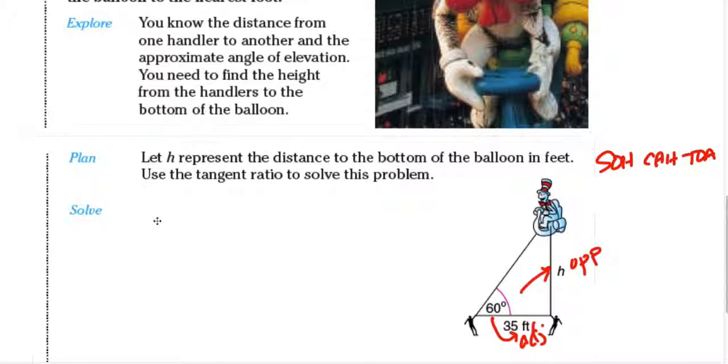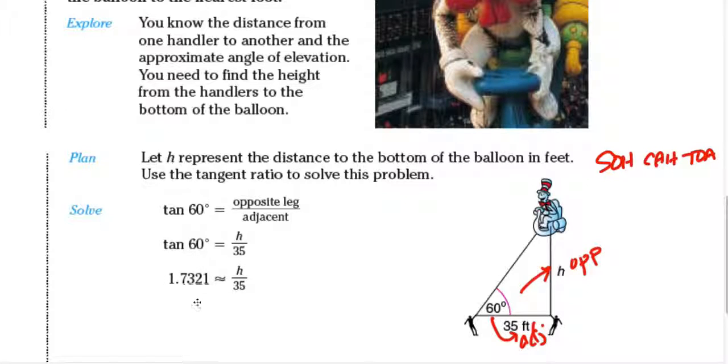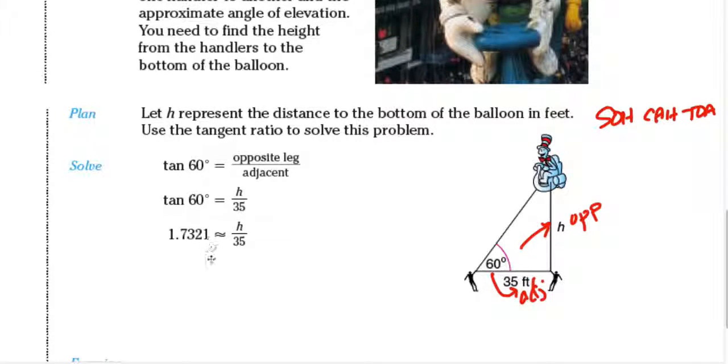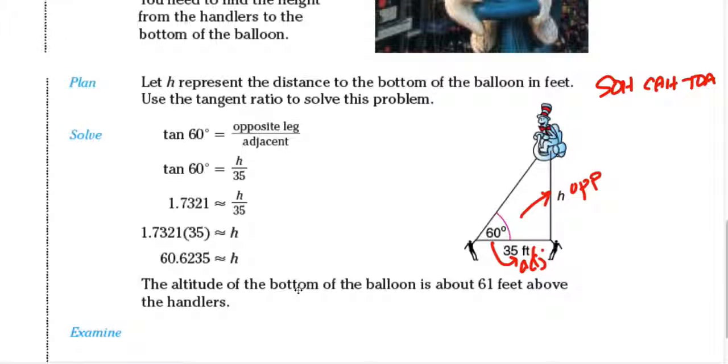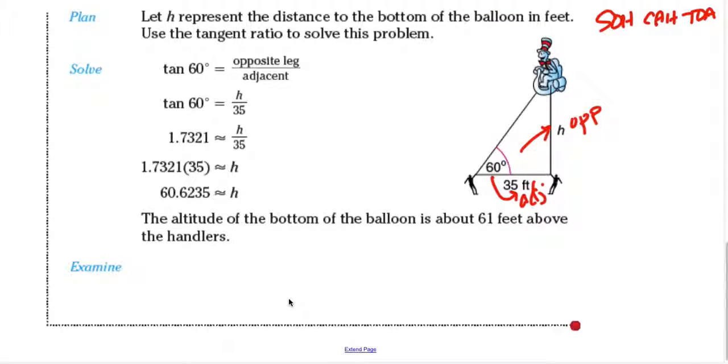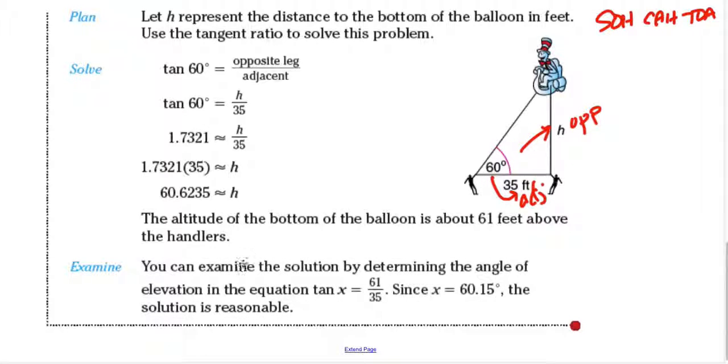That means tangent 60 degrees equals the opposite leg over adjacent leg. Substitute the values. The opposite leg is h. Adjacent leg is 35. Find the value of tangent 60 degrees, which is 1.7321 in your calculator. Multiply both sides by 35, we end up with h equals 60.6235. So the altitude of the bottom of the balloon is about 61 feet above the handlers. If you want to check your answer, you can determine the angle of elevation in the equation tangent equals 61 over 35, and that's around 60.15 degrees. So the solution is pretty reasonable. All right, that's the end of our lesson. Thank you for watching.